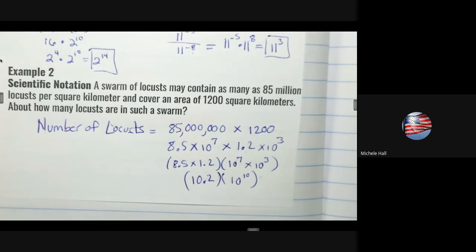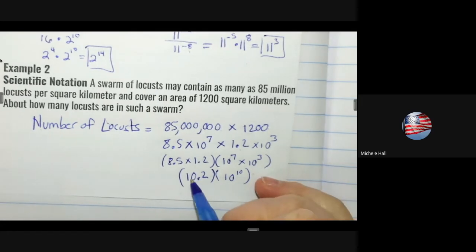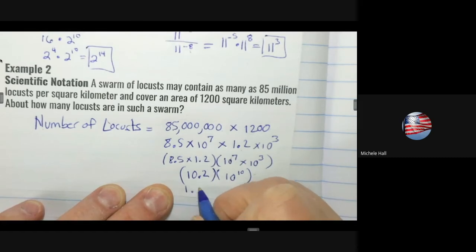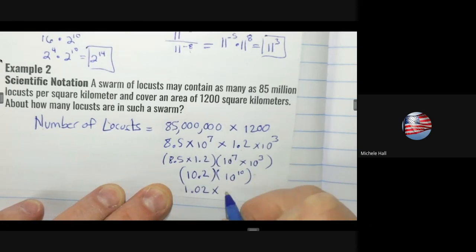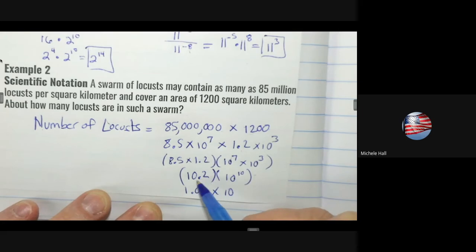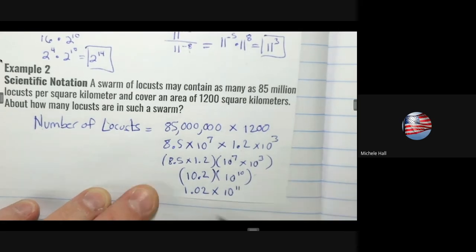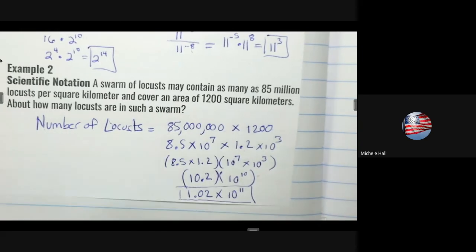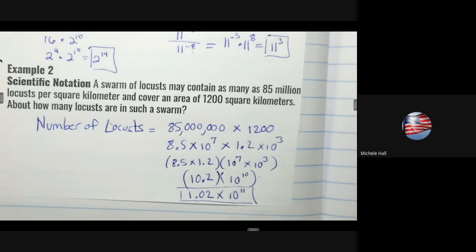Notice that this is still not in scientific notation. I need to move the decimal one more time. My final answer is going to be 1.02 times 10. I just moved it once, which means I need to have 10 to the 11th. Scientific notation can be used with multiplying and dividing, and a power to a power. You will see that in the homework.